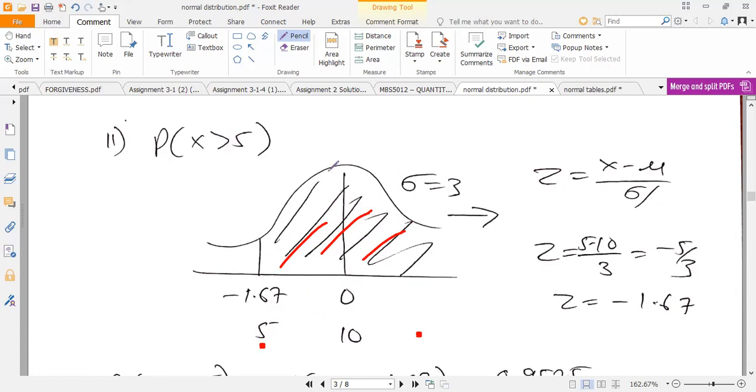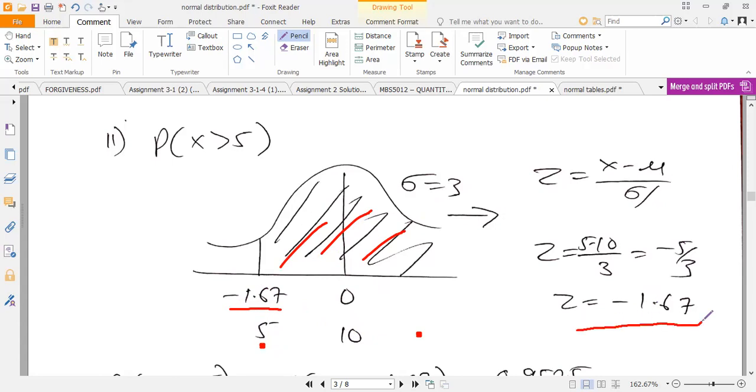0.5. So we're going to read direct from the table because all the readings from the cumulative side or the positive side of the table are more than 50%. So we need to standardize this 5. All numbers on the left side of the mean are going to give you a negative z, but it doesn't mean the probability is negative. It just tells you that you're on the negative side of the number line. So 5 minus 10 divided by 3 is negative 1.6666.